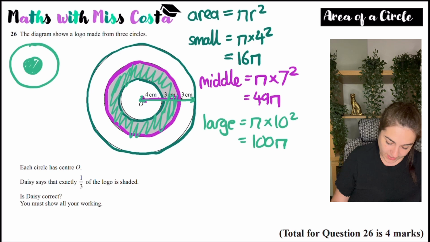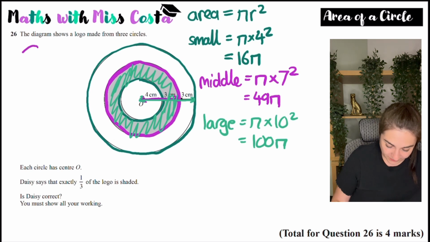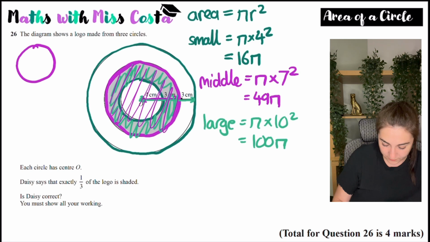So the shaded area is essentially, oh no, that's not what... okay, so sorry, I misread the question. So the shaded area is going to be the area of the whole pink circle. So imagine all of this, but the small circle has been taken out of it.